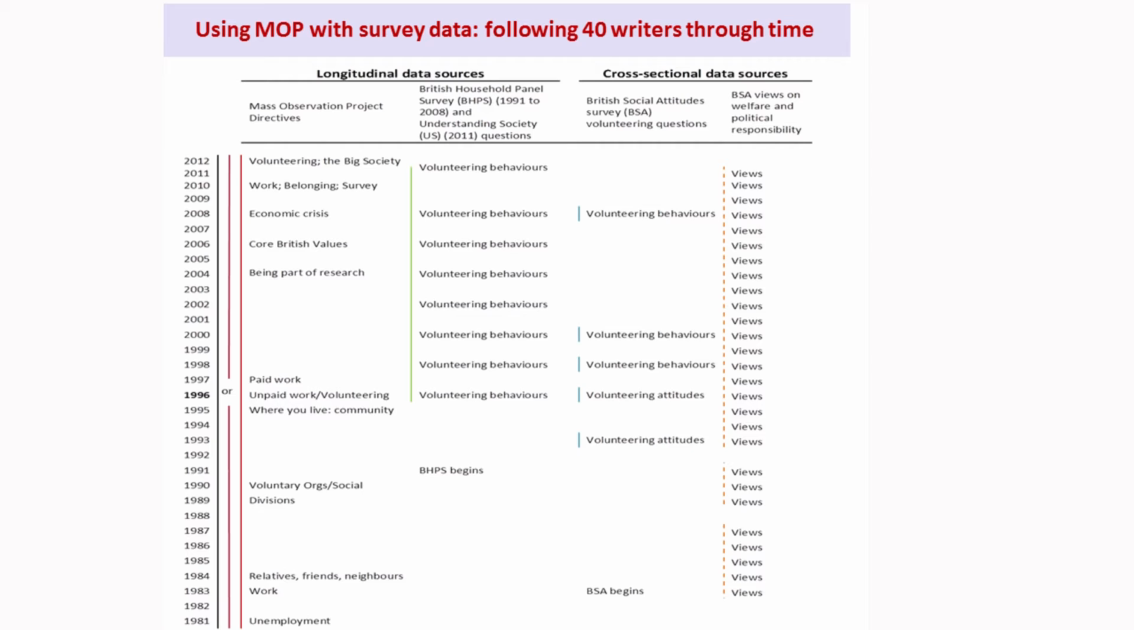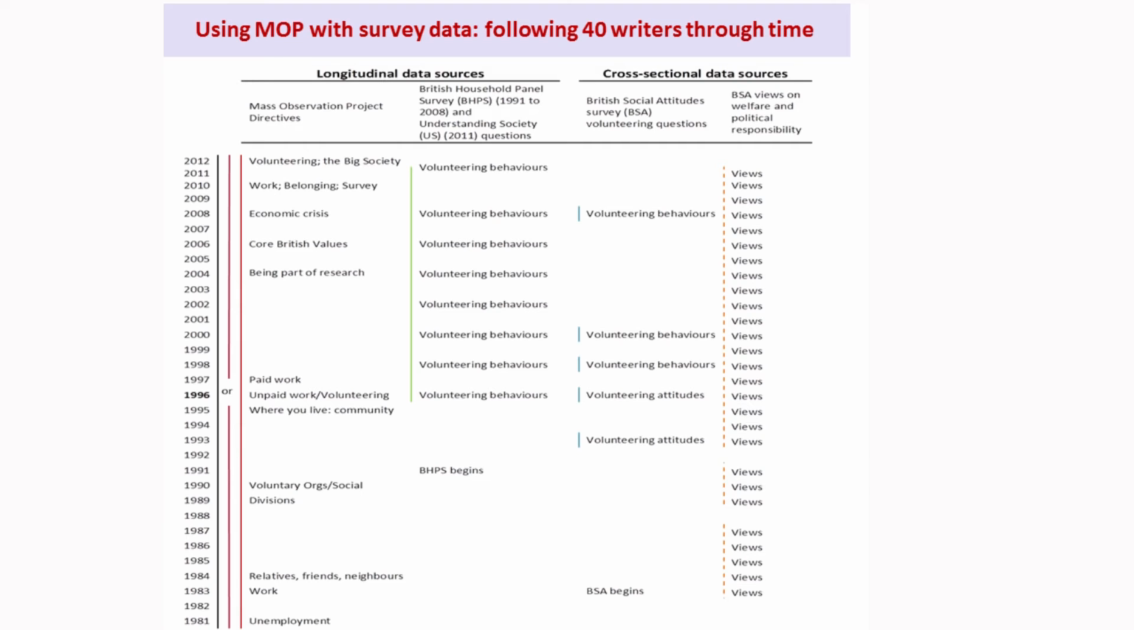I'm going to finish with this slide, which is just an example of a project that we undertook 2 or 3 years ago, which was looking at volunteering and social and civic engagement. And what we thought was we'd like to use the Mass Observation data as a source of in-depth, rich qualitative writing, and to use it with survey data. So we decided to follow 40 writers through time, and we selected directives, that's on the left, that we thought were particularly relevant to civic engagement and to volunteering.